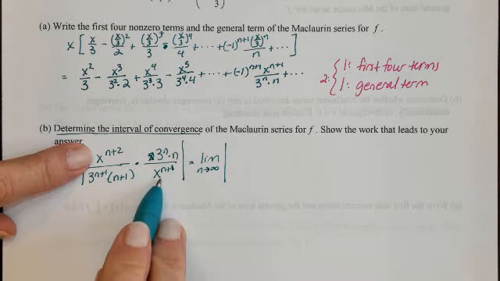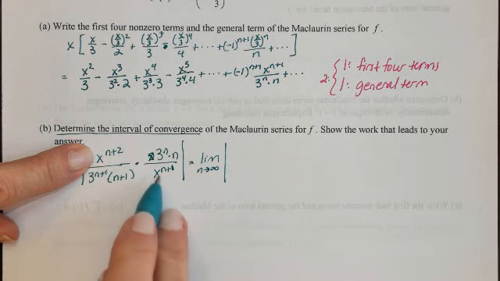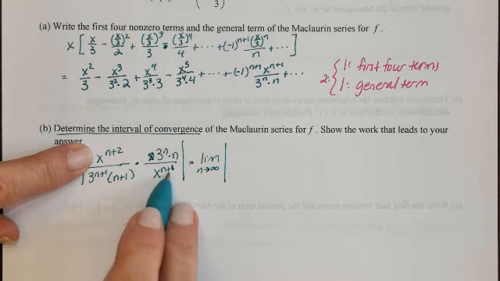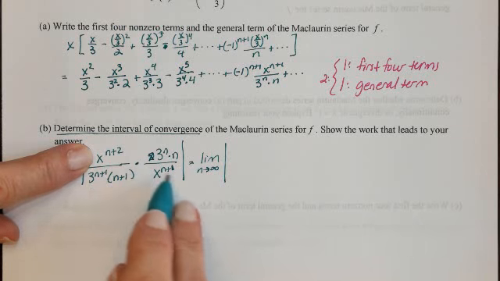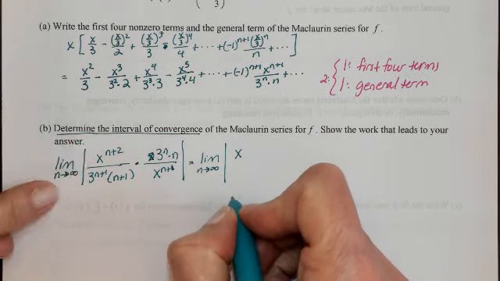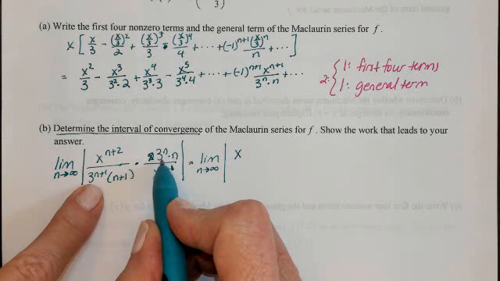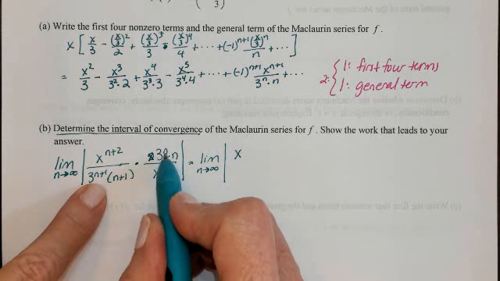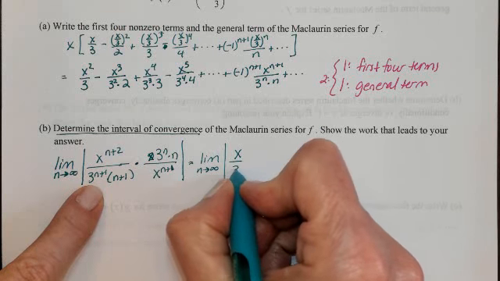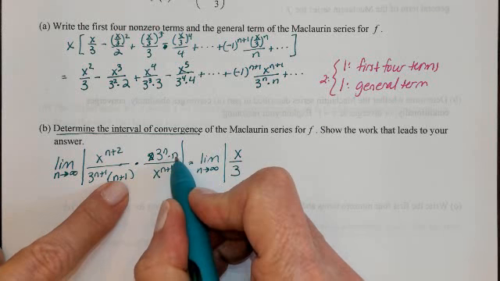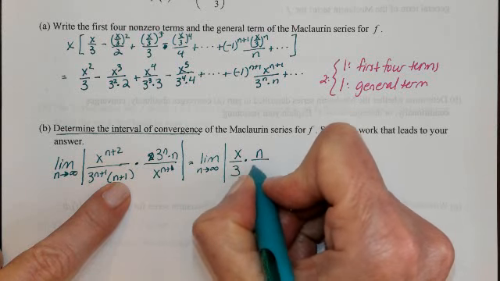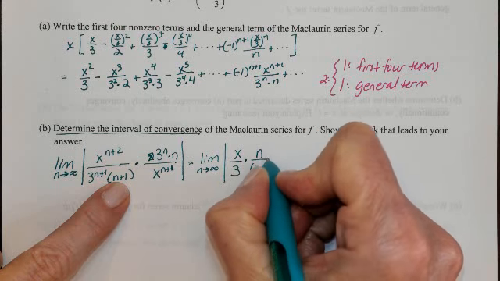First, let's simplify our x terms. X to the n plus 2 divided by x to the n plus 1. That reduces and it leaves an x on top, right? The 3's reduce. 3 to the n divided by 3 to the n plus 1 reduces and leaves a 3 on the bottom. N over n plus 1 does not reduce. It does not reduce. So I'm just going to write it there.